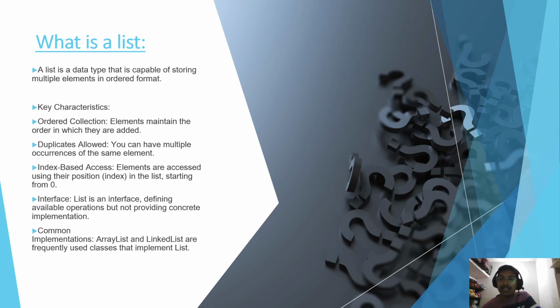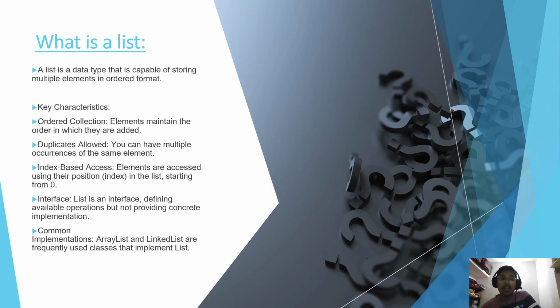Now another characteristic is interface. Why? Because list is an interface defining all the available operations, right? But it does not provide a concrete implementation, right? Like it will not show you how it is being implemented, it will just show you an interface and do whatever is required according to our wish.